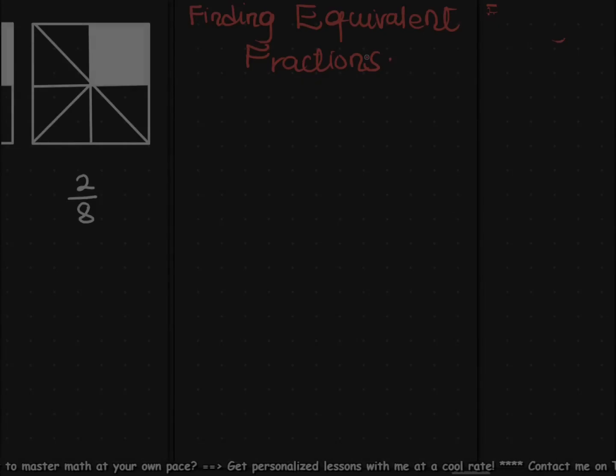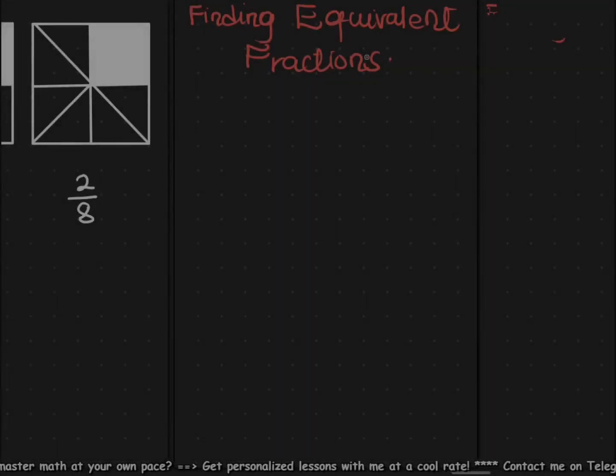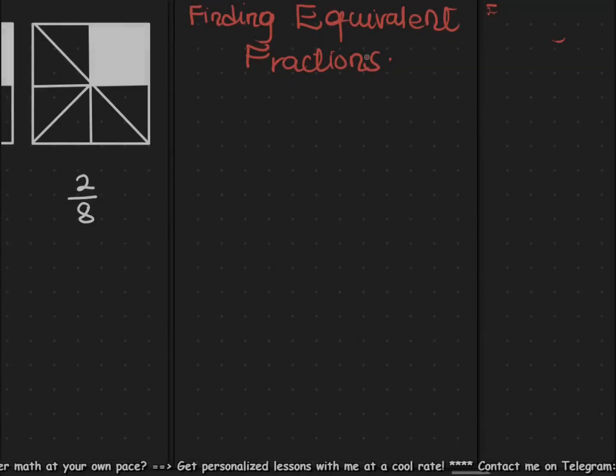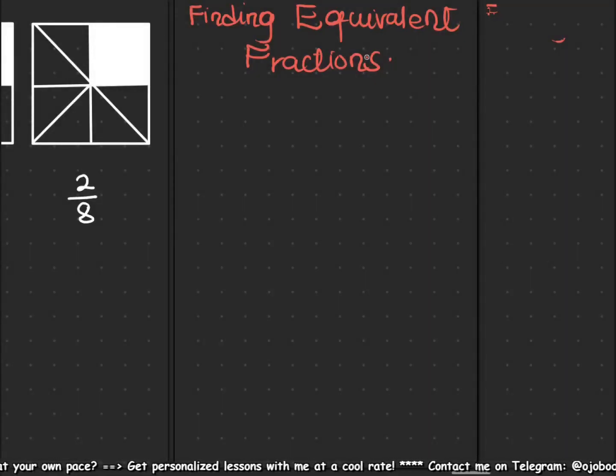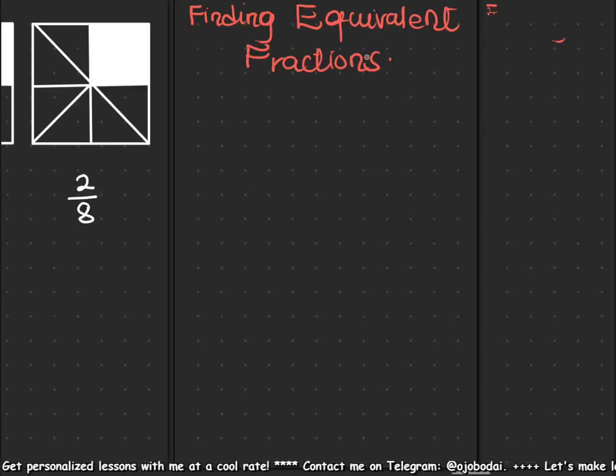Okay, so let's look at finding equivalent fractions. How do we find equivalent fractions? Now, to find equivalent fractions, all you need to do is to multiply or divide the numerator and the denominator by the same number. We have to multiply or divide the numerator and the denominator by the same number.